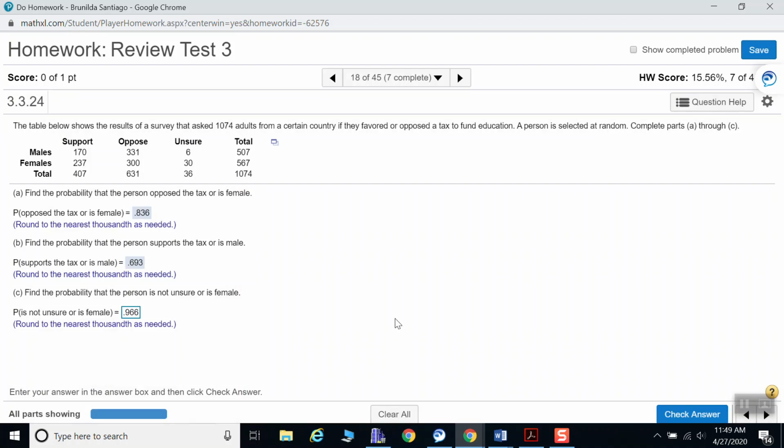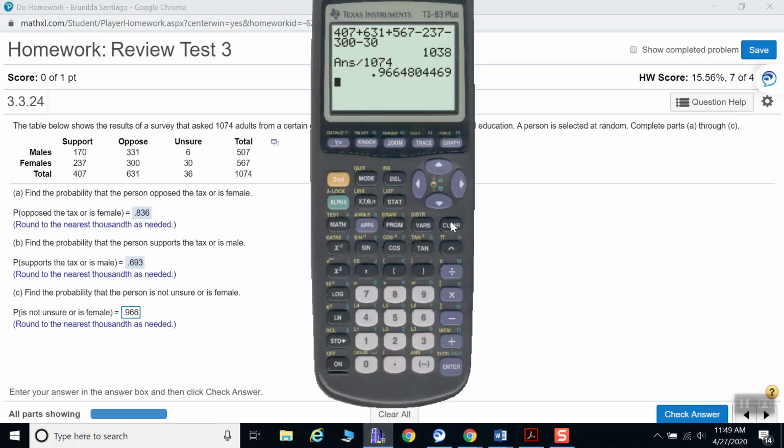So let me see what was my mistake. My interpretation of this is always, it says it's not unsure or is female. So I cannot include the females, because it implies that it's not unsure or is also not female. Okay, I recall making that mistake before. So if it's not unsure and it's not female, that means that it is males, right? And divided by the total.